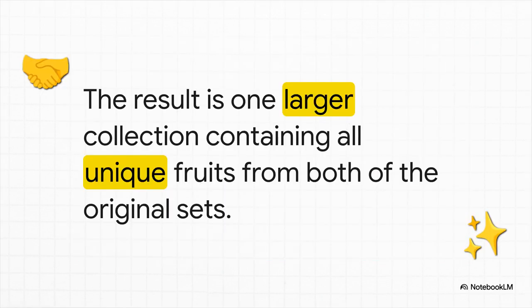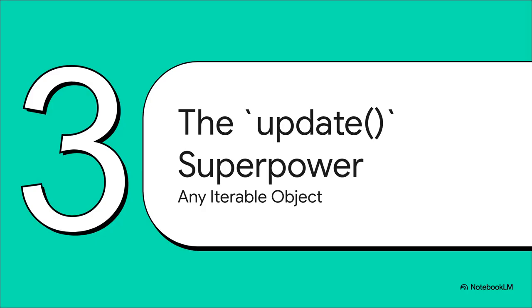And what do we get? One big, happy family of fruits. Python just takes everything from the tropical set and dumps it into the first one. And again, if there were any duplicates, it would have just ignored them. Super efficient. Okay, but wait, it gets even cooler. The real superpower of updating isn't just about merging two sets. This is where things get really flexible.